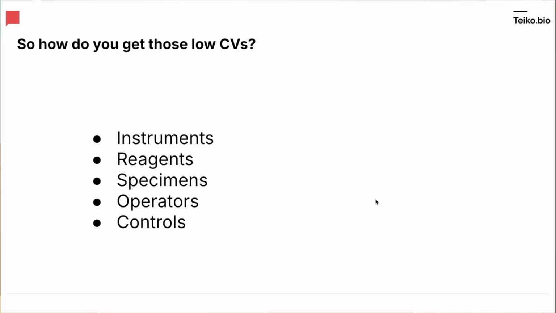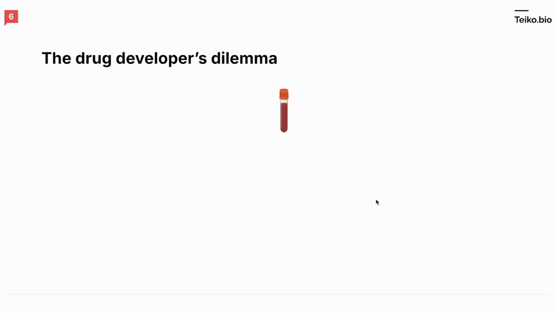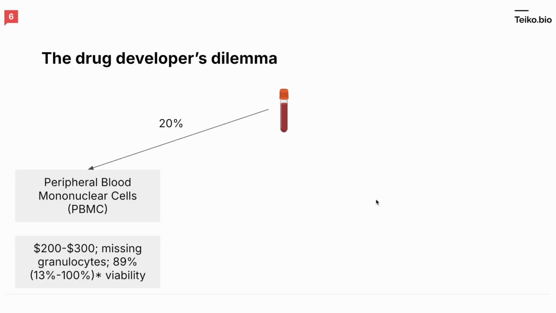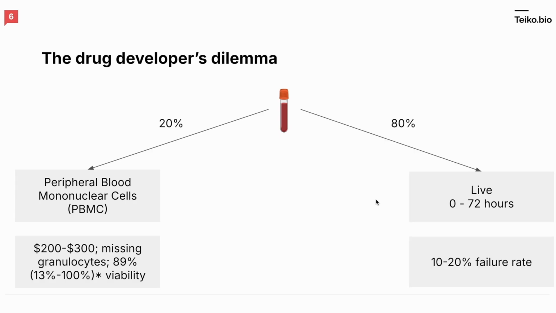There are 5 big sources of variability: instruments, reagents, specimens, operators, and controls. And today we're going to talk about how blood specimens can help dramatically reduce the variability in your trial. So there's a big dilemma for immunotherapy developers, which is they have 2 bad options. One is to use what's called PBMCs, or peripheral blood mononuclear cells, on trials. And these are very expensive, they miss granulocytes, and they have high variability in viability.